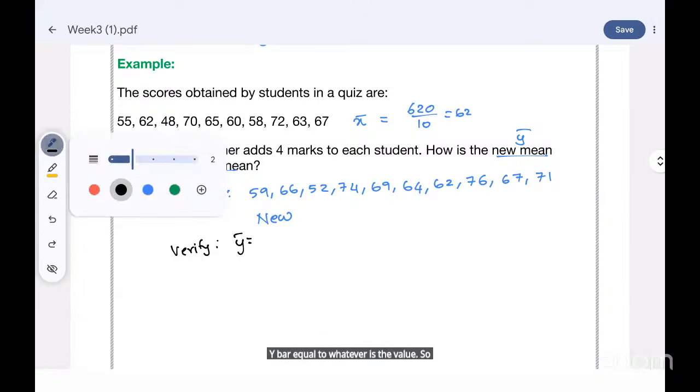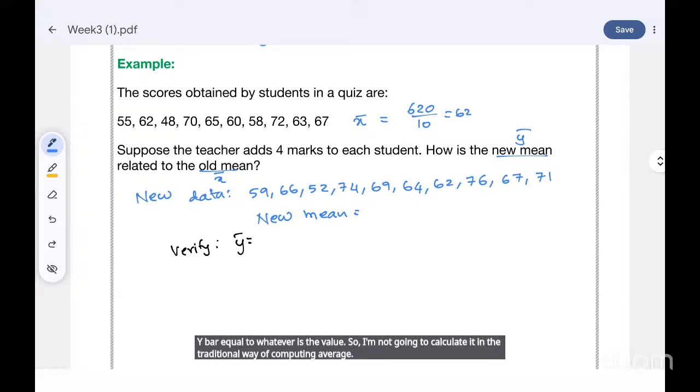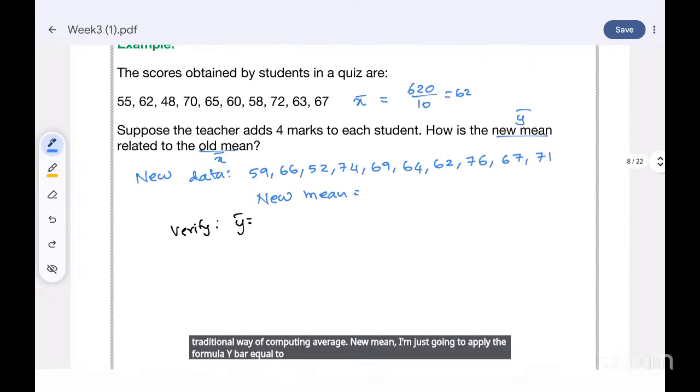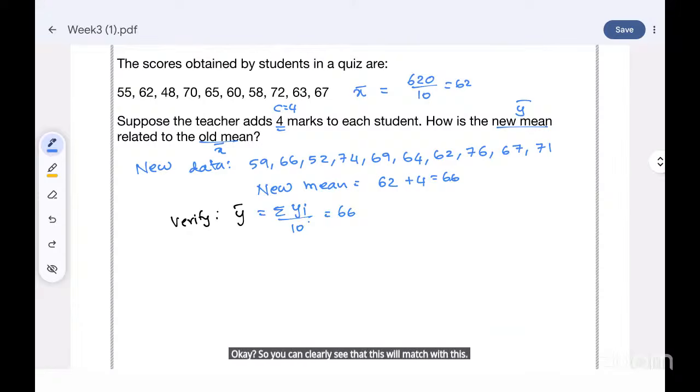I am not going to calculate it in the traditional way of computing the average. For the new mean, I am just going to apply the formula y bar equals x bar plus c. Here x bar is 62 and c is 4. So it is 66. Verify your y bar using the data. You can clearly see that this will match. Now this is about addition.